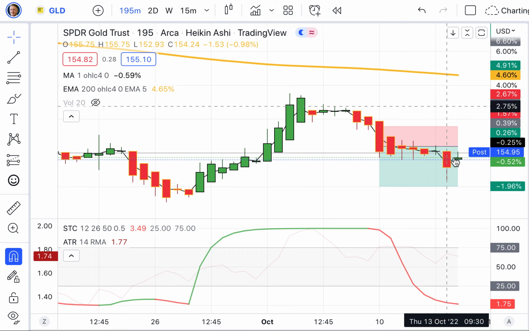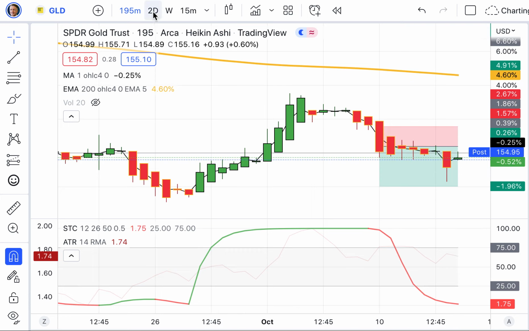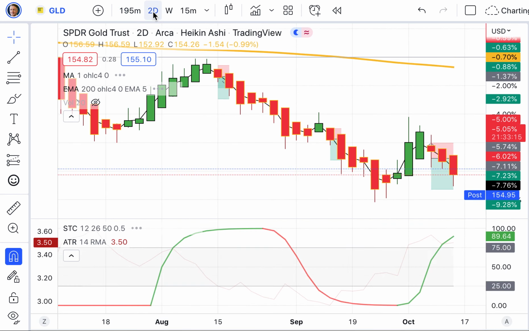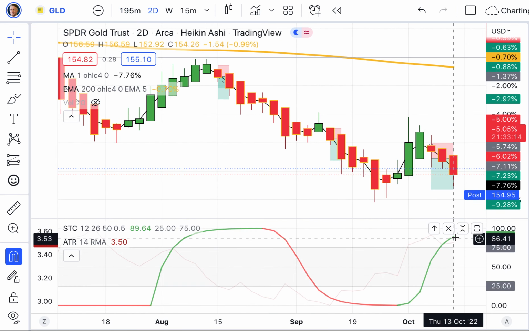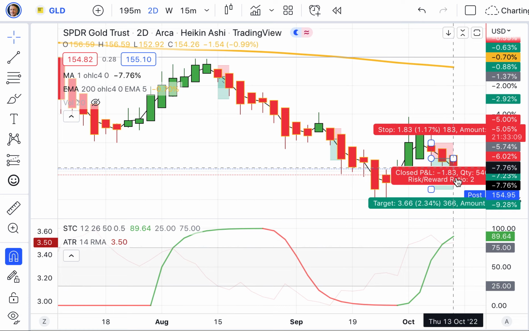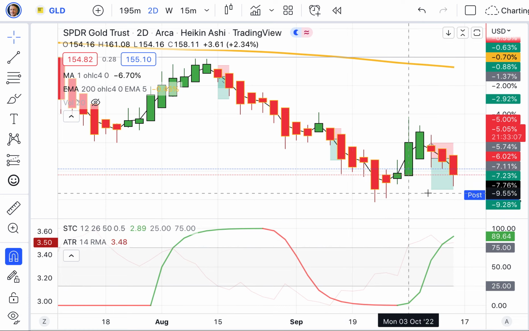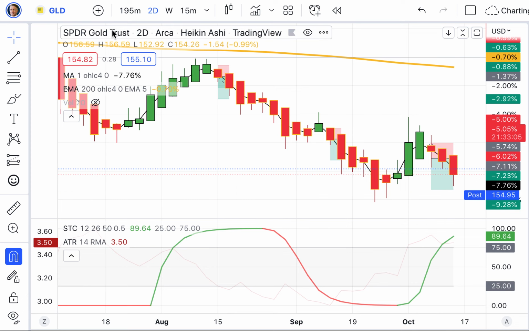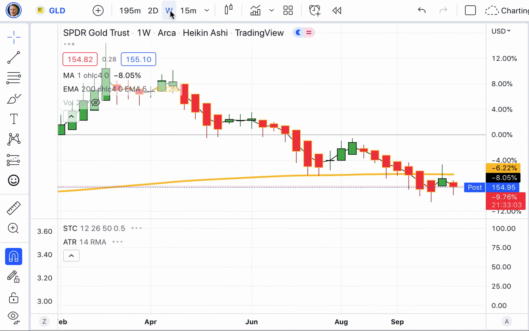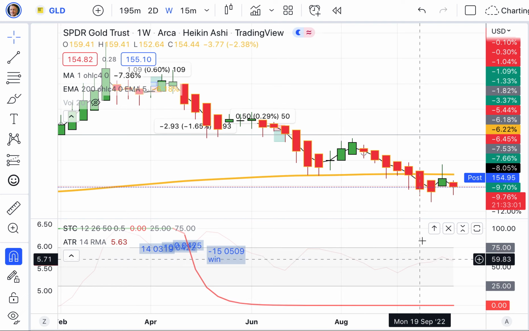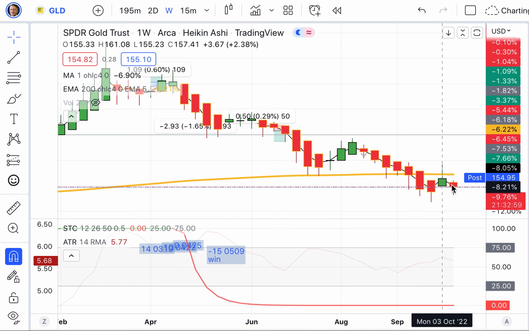So, gold pulling back some on us, or actually pulling up. We've talked about this the whole time. The 2-day still green on the STC. We do see it moving down. Got really close, but hasn't rung the bell yet for us. The weekly is negative, just below the 200 EMA there.